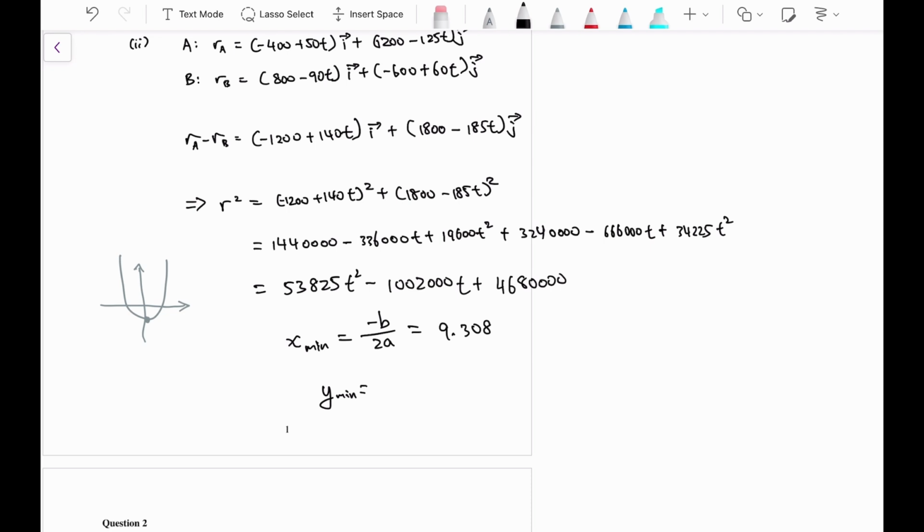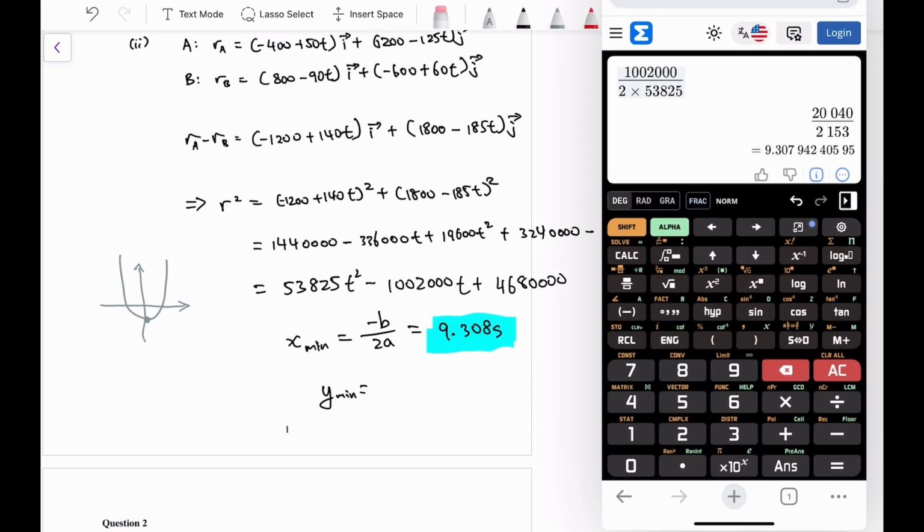The time is simply 9.308. We actually got an answer, because this is basically the time for which the parabola is at its lowest point. So this is actually one of the answers. And the other answer we can derive from the y coordinate. So how do we do this? We just have to plug this back into the equation.